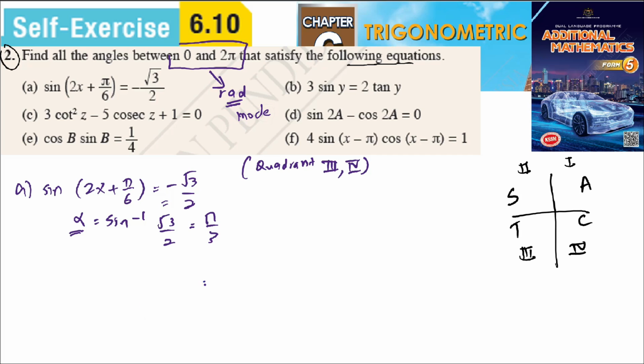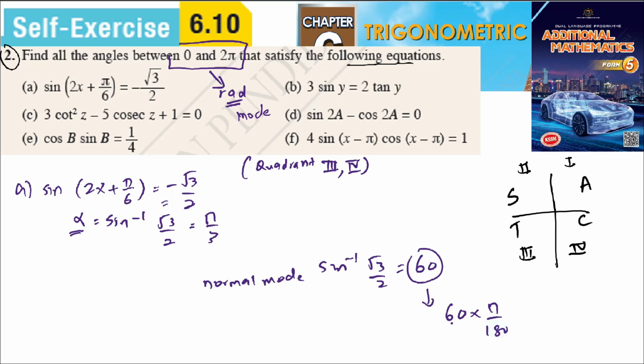But if you are using degree mode, when you put sine inverse root 3 over 2, you are going to get 60 degrees. So how to convert degrees to radians? You learned it before, right? To convert to radians, multiply with pi over 180, and then you will get pi over 3. That is degree mode. But if you are using radian mode, you will directly get pi over 3.